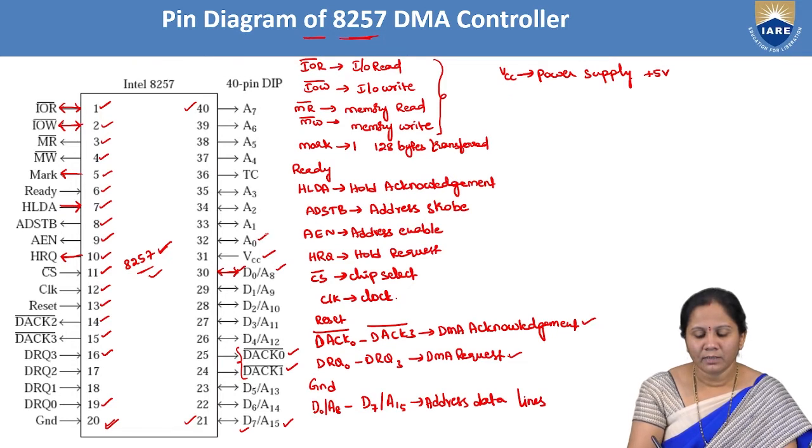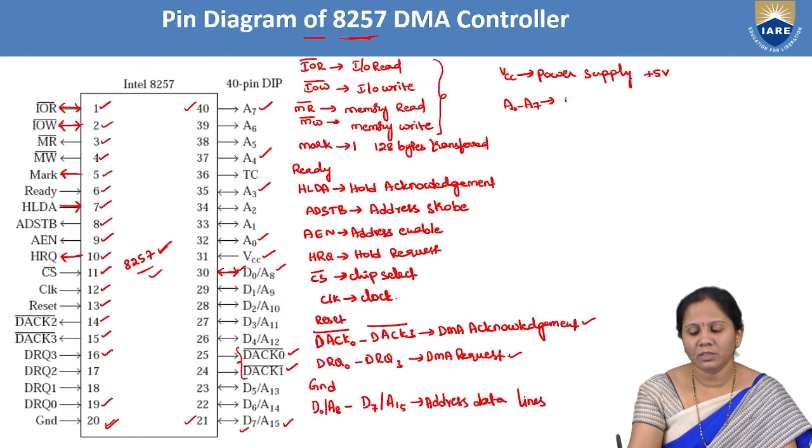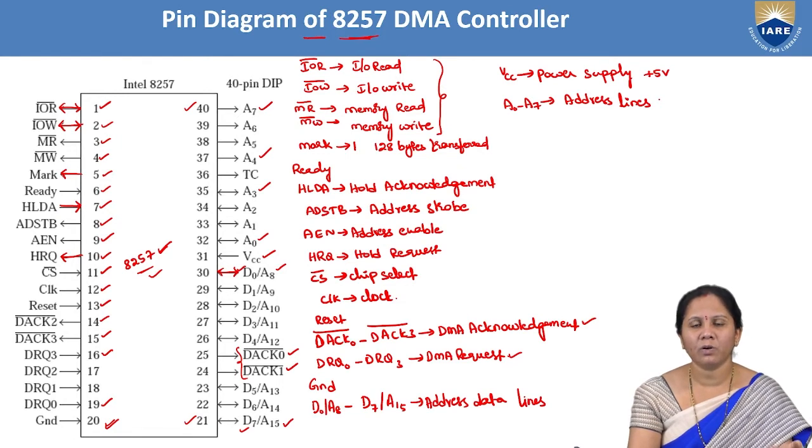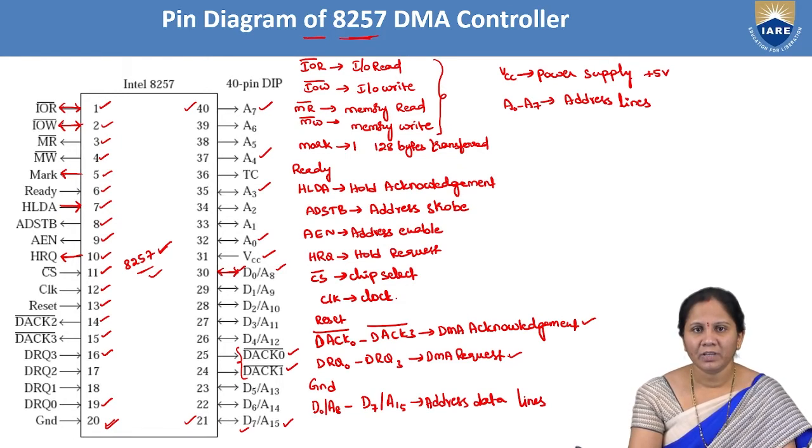And here A0 to A3 and also A4 to A7. So altogether, A0 to A7 represent the address lines. The lower order address lines, the lower order nibble, represent the selection of any register, that is, whether to select the address register or the counter register. All this information will be set by these address lines only.